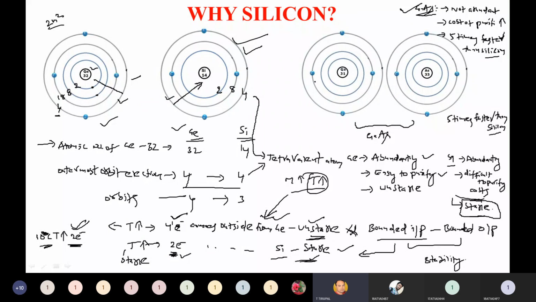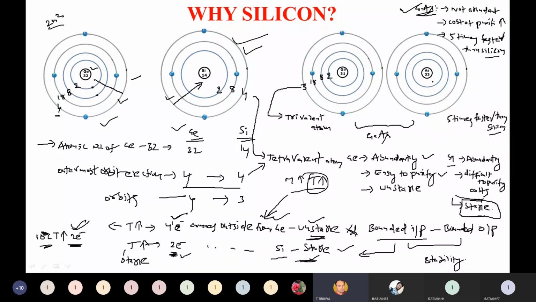If it contains 3 electrons, suppose gallium is there, how many electrons in the first orbit? 2, second orbit 8, third orbit 18. How many are present in the outermost orbit? 3. So if an atom contains 3 electrons at the outermost orbit, it is called a trivalent atom, right?